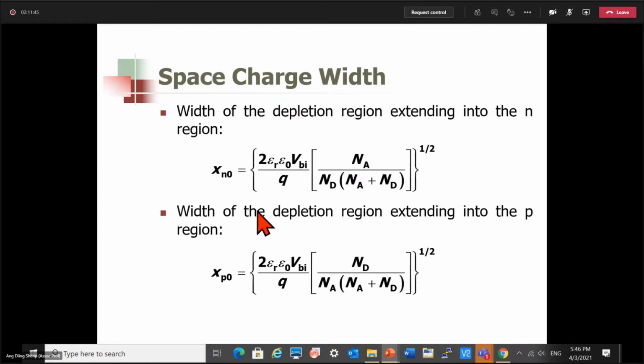So after you do that, these two expressions give you xn0 and xp0. So xn0 can be obtained as shown here by this expression and xp0 as shown here. Okay, now if you try to evaluate xn0 or xp0, you see that you still can't do it because VBI is not known. So then we must have another equation that can help us solve VBI. Otherwise, the problem itself remains unsolved. So how to find VBI will be the focus of the next discussion.